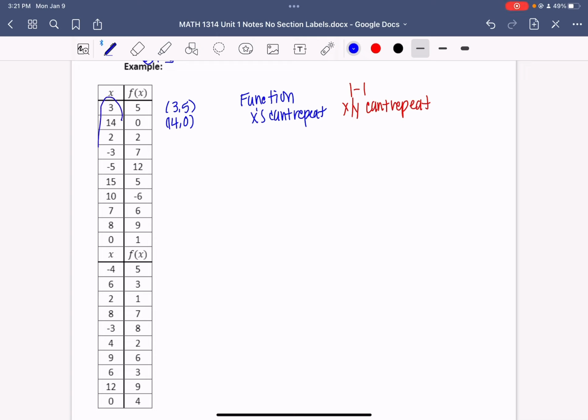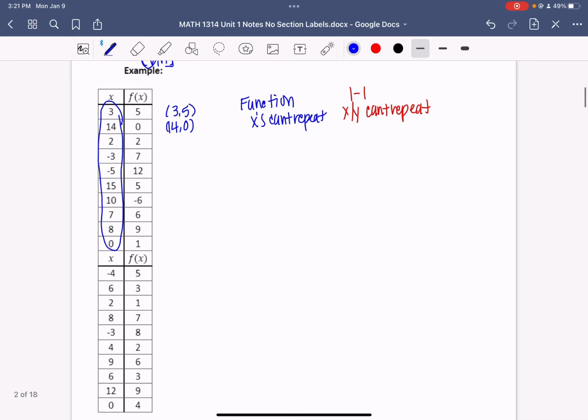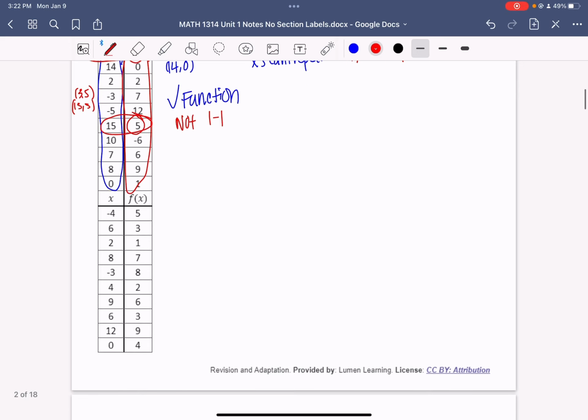So let's go through and check all this. So here's all of our x values. And you can see that none of those are repeated. So yes, this is a function. Now we'll continue looking at this one. So now we look at our y's. Did our y's repeat? Do you see how 5 is here and here? So that means we're pairing 3 with 5. So 3, 5. And 15 with 5. So that would be like a double arrow situation. Because 3 and 15 are both paired with a y value of 5, we would say this is not one-to-one.